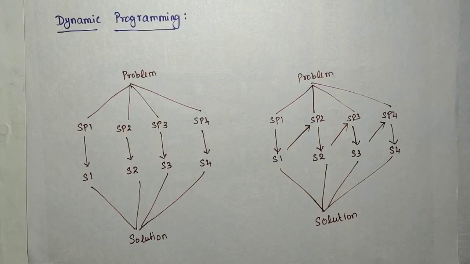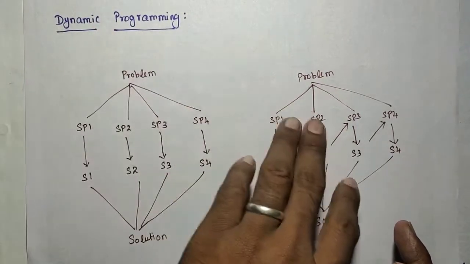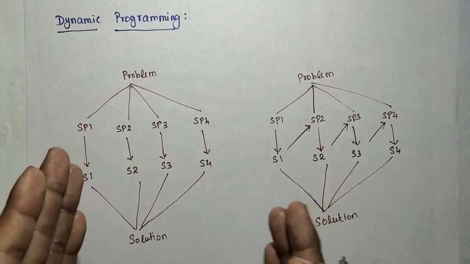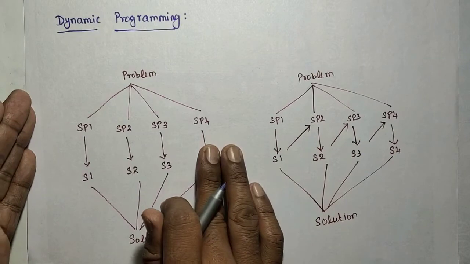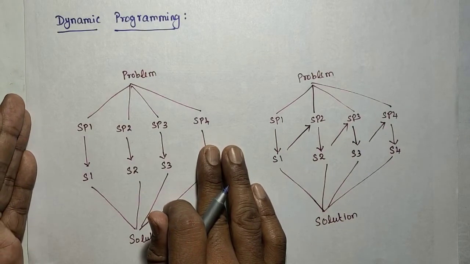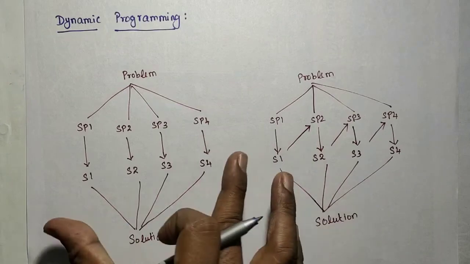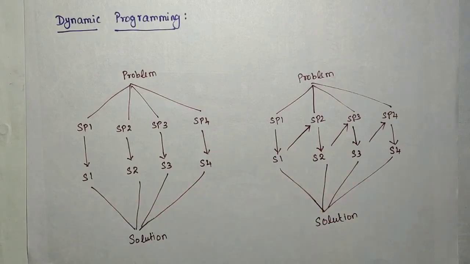But all the problems cannot be solved by using dynamic programming. Some problems can be solved only by using divide and conquer. When the subproblems are not overlapping, not depending on each other, meaning no need of storing the smaller size subproblems, in that case we can simply go for a divide and conquer approach. So depending on the problem, we need to choose dynamic programming or divide and conquer.